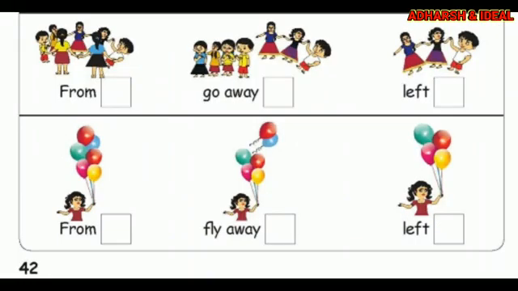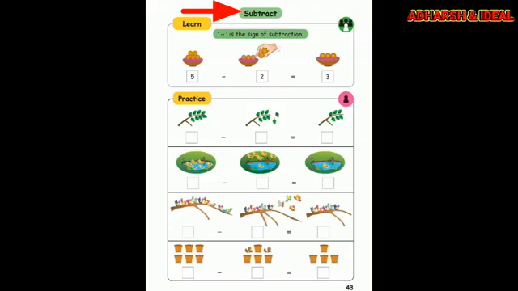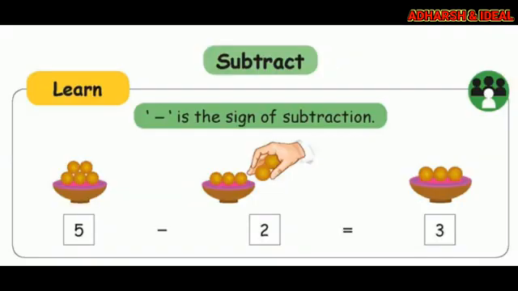Next, subtract. We already learnt minus is the sign for subtraction. See the picture. There are 5 laddus in the bowl. 2 laddus are taken away from the bowl. Now how many laddus are left in the bowl? Yes, there are 3 laddus left.